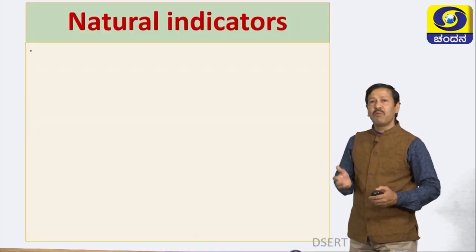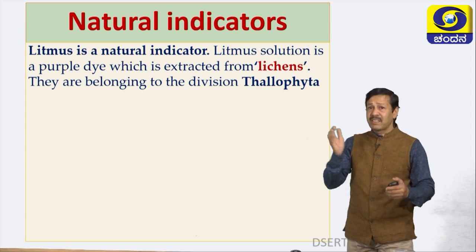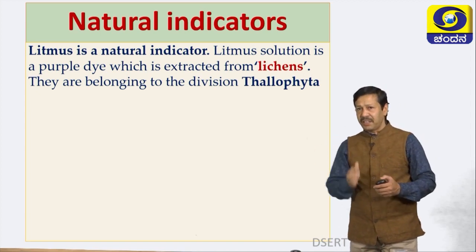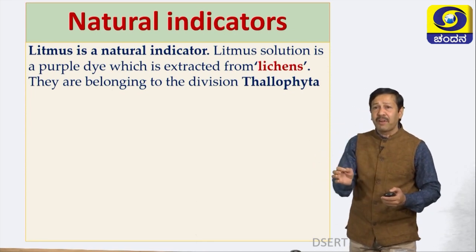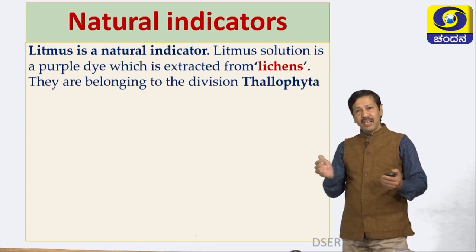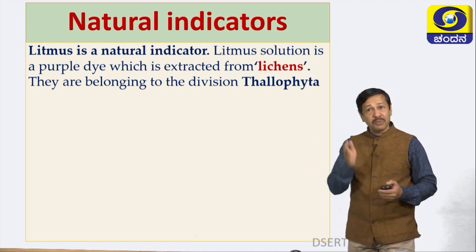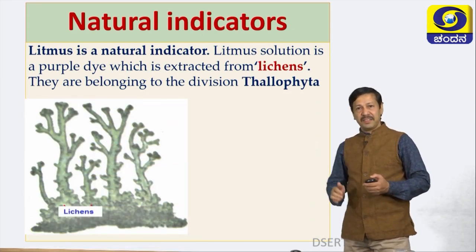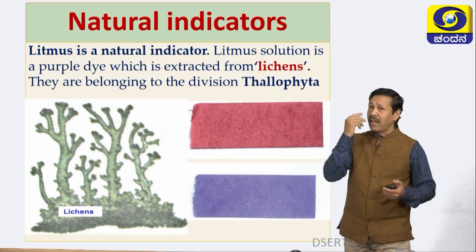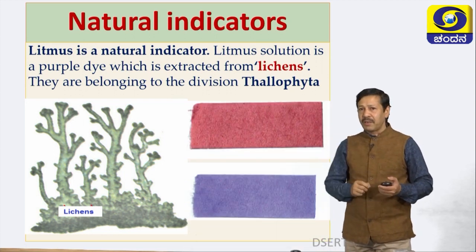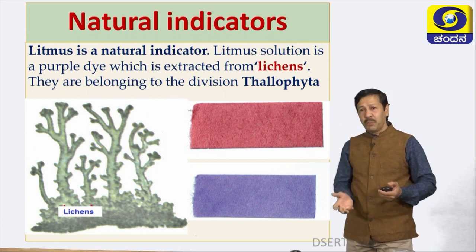Now let us see one by one. That is the natural indicator. Litmus is an example of a natural indicator. Litmus solution is a purple dye extracted from lichens. Lichens belong to a plant division called Thallophyta. You studied that in 9th standard. This is the lichen. You are extracting two different kinds of litmus paper from this lichen, that is, one is red and one is blue.